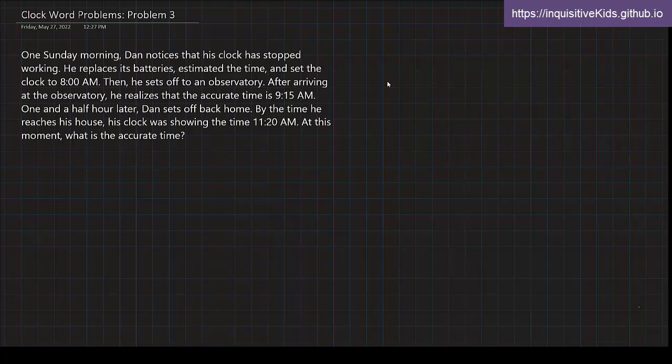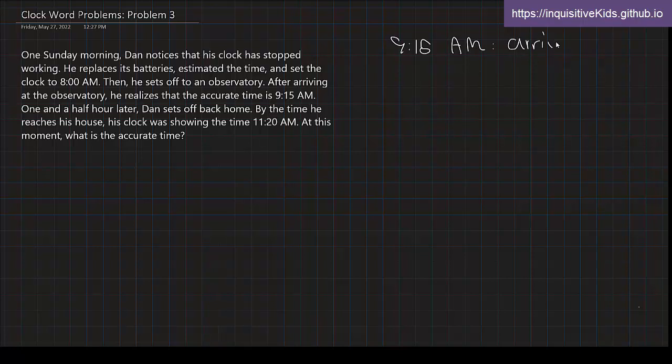So then after that, he sets out to an observatory, one of the science observatories, because he works there, or was just looking. Anyway, he arrived at the observatory. So what just happened? He went from his house to the observatory. So that's a period of time there. Anyway, he arrives at the observatory and he realizes that the accurate time then at that moment is 9:15, so 9:15 a.m. just to make sure.